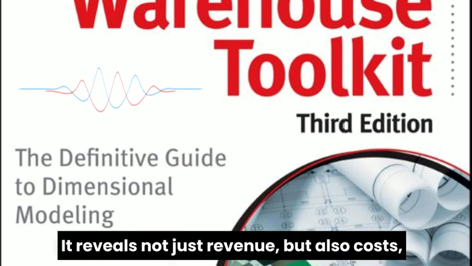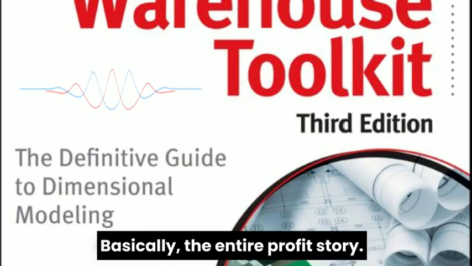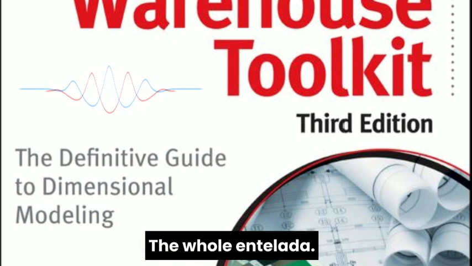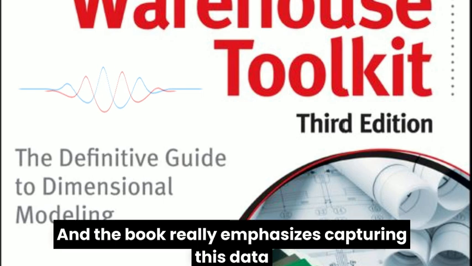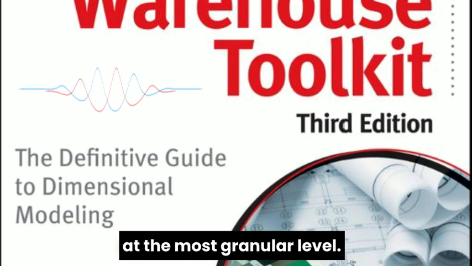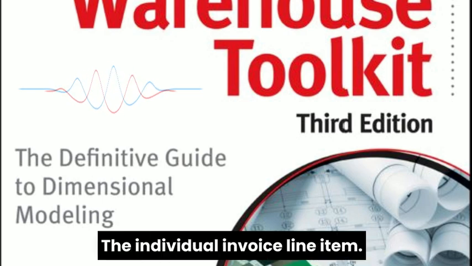Oh, so many. It reveals not just revenue, but also costs, allowances, discounts. Basically, the entire profit story. The whole enchilada for each product. And the book really emphasizes capturing this data at the most granular level, the individual invoice line item.